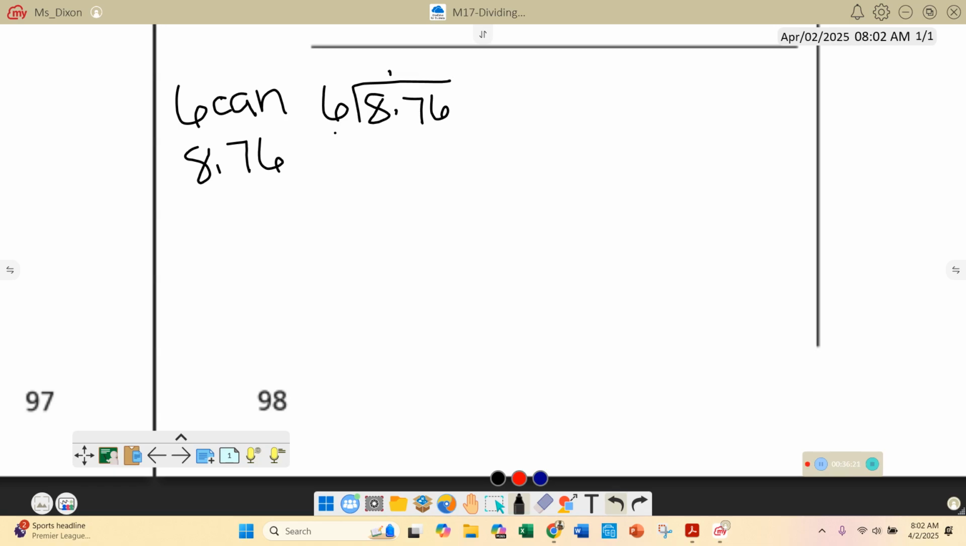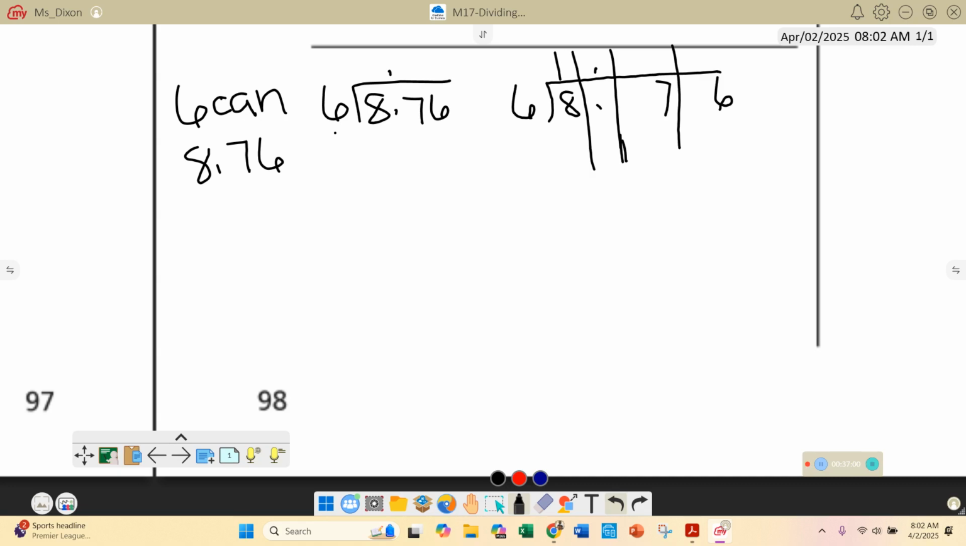All right, so let's rewrite it. We're going to keep our dividend, our divisor, and we're going to separate our dividend out, keeping the decimal in play with a little bit of space so we can have room to write. All right, let's start with our first set of numbers. That's 8 divided by 6. How many times can you take 6 out of 8?